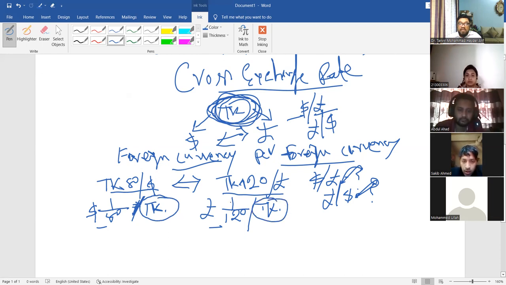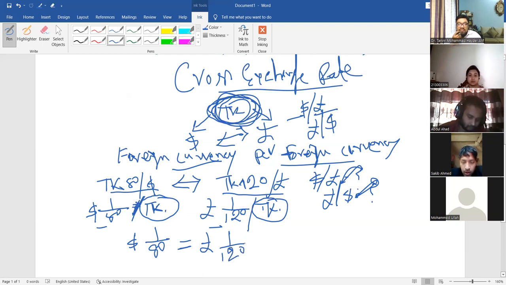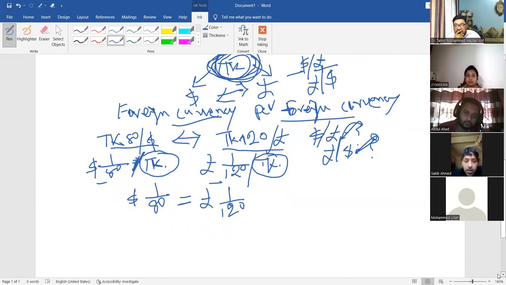So if both right hand sides are taka one, can you remember? Can we write dollar 1/80 equals to pound 1/120? Yes, sir. Just remember, if taka 1 equals 1/80 dollar, and taka 1 equals 1/120 pound, can we write dollar 1/80 equals pound 1/120? Absolutely, sir. So do you find it really tough or easy? So easy, sir. Okay.